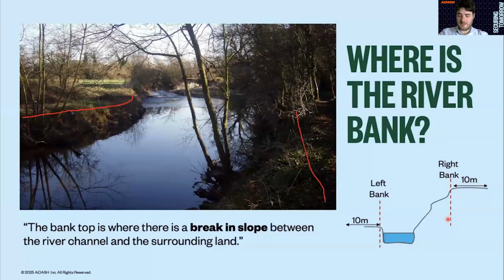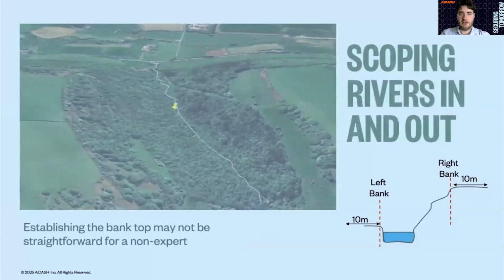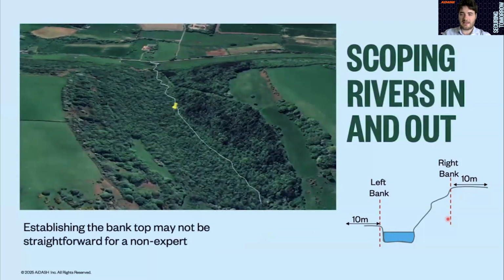So what I'm trying to stress with this is that it is quite challenging to know where a bank top is going to be without talking to an RCA or without a bit of practice yourself. So you do need to get familiar with this. And this is a rather extreme example. This is a river that flows through a wooded valley. And you can see there's a steep slope here and then a more shallow, gentle slope coming up over here.